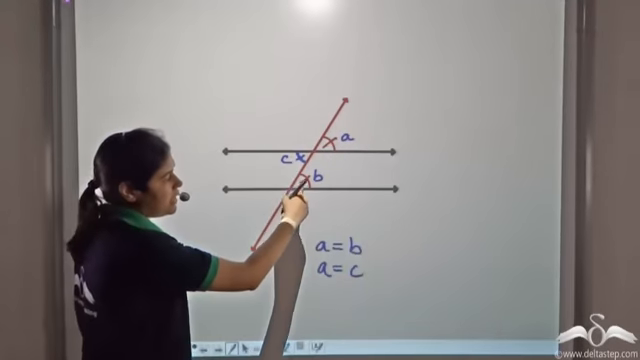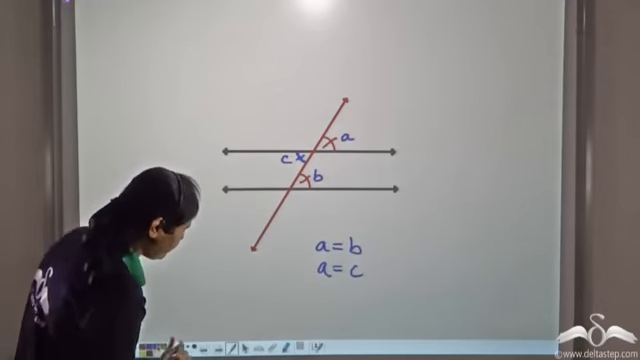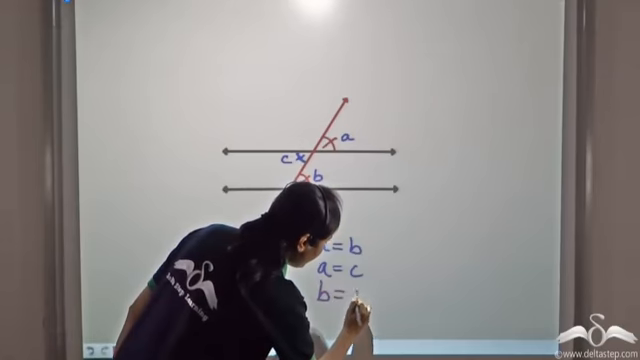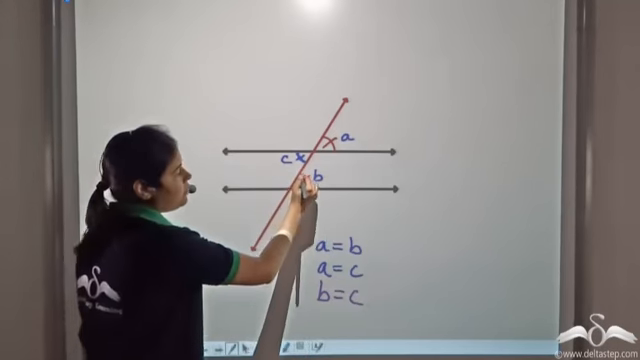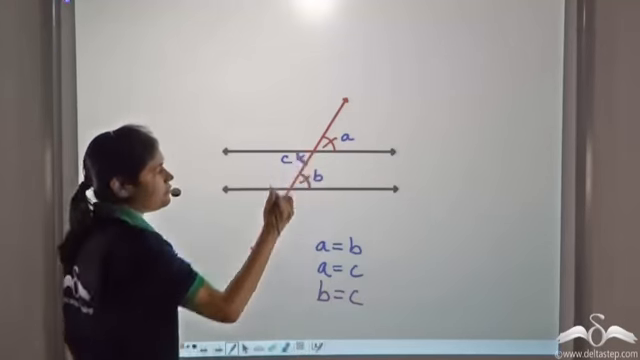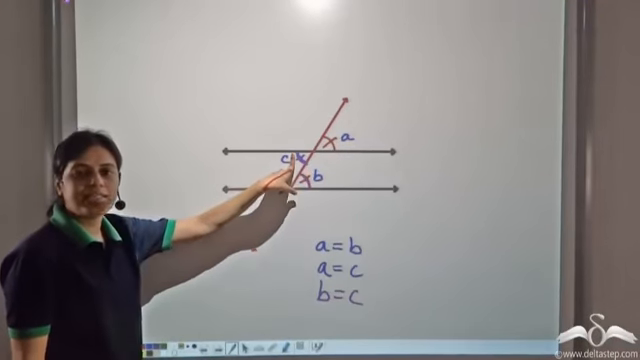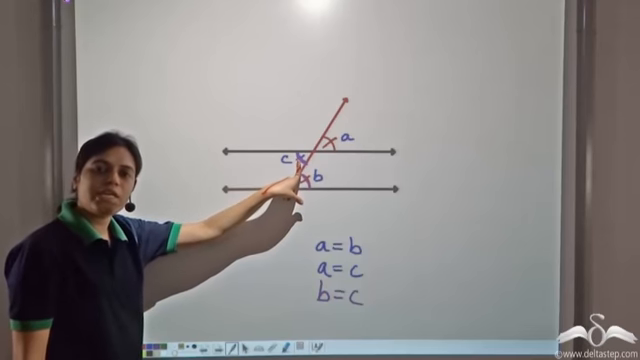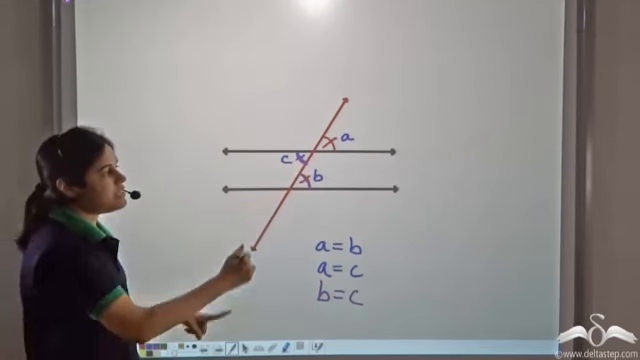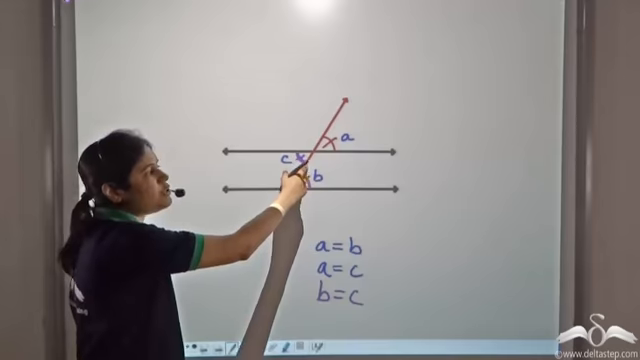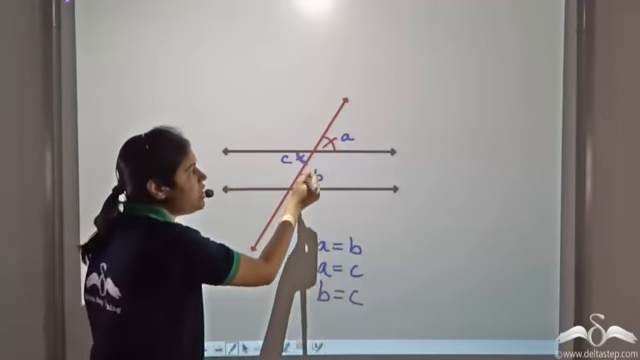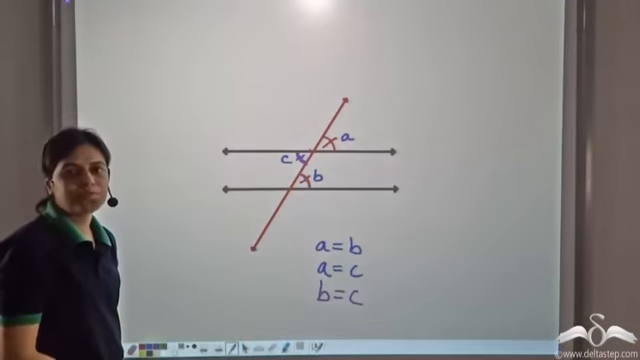So I can say that angle B is equal to angle C. But if you observe, B and C form a pair of alternate interior angles, because they are the interior angles and on the opposite sides of the transversal, formed on different vertices.